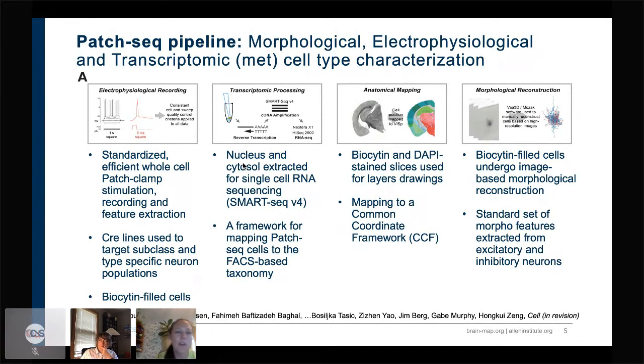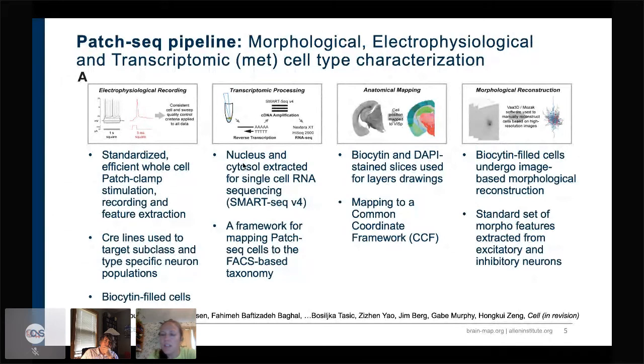And then we fill the cells with biocytin during the patch clamp recording. For the transcriptomics, we extract the nucleus and cytosol for single cell RNA sequencing with the SmartSeq method. And we developed a framework for mapping patch-seq cells to the FACS-based or dissociated cell-based taxonomy. Each slice is stained for biocytin and DAPI, which is then used for layer drawings and then mapping the cells to our common coordinate framework that Lydia talked about yesterday.